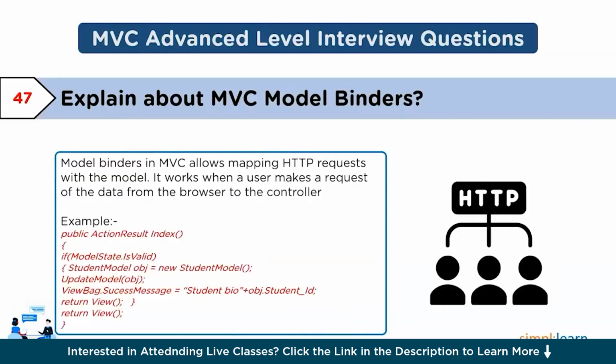Explain about MVC model binders. Model binders in MVC allow mapping an HTTP request with the model. It works when a user requests the data from the browser to the controller. At this time, model binding works as a middleman to map the incoming request with the controller action method. The update model method observes the request and updates the model class. This program is the process of adding the controller with the index action method to the MVC.